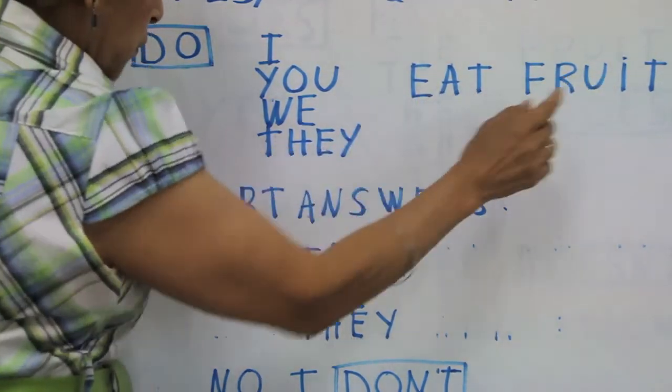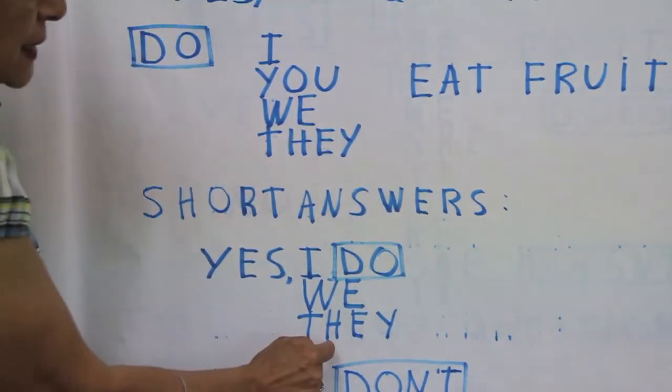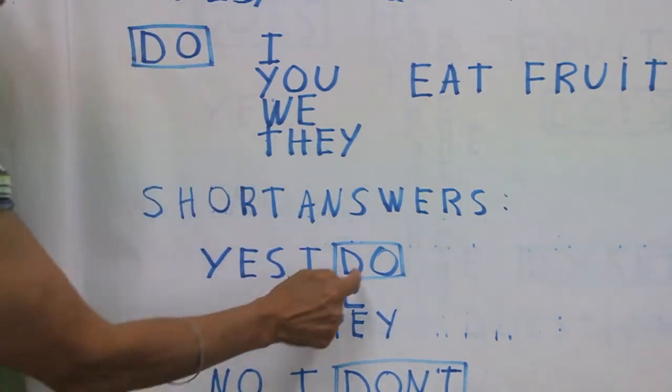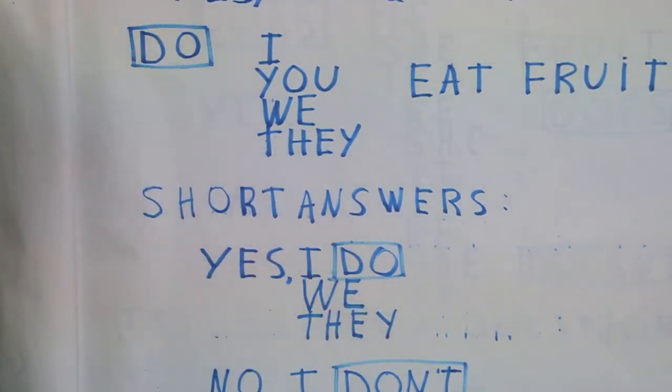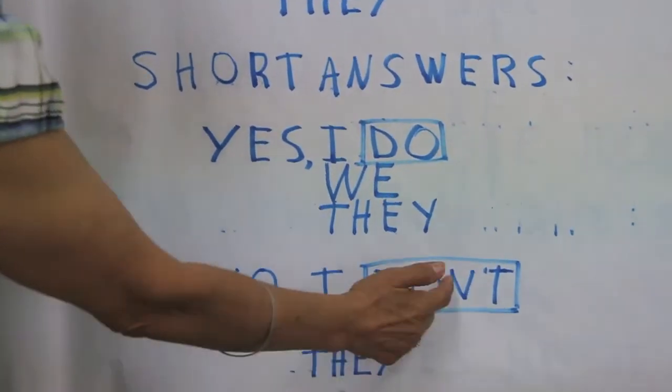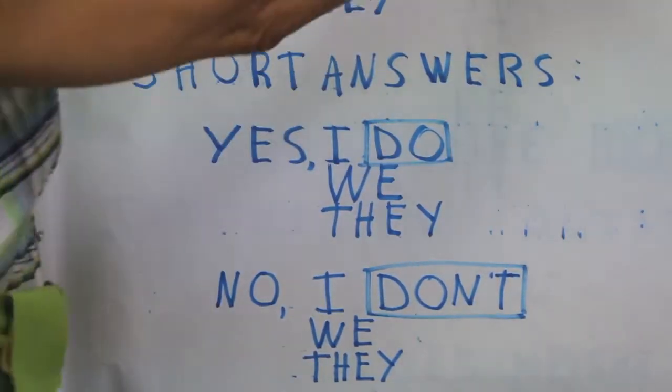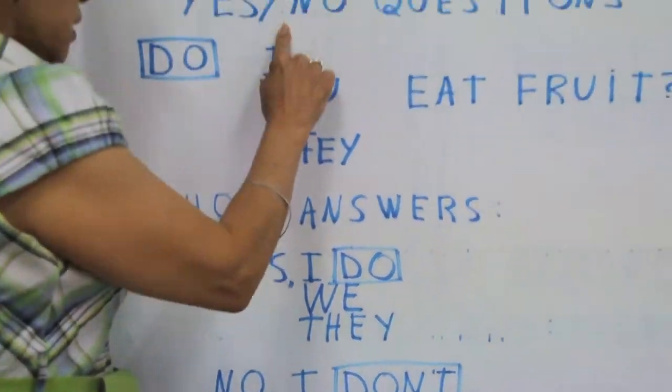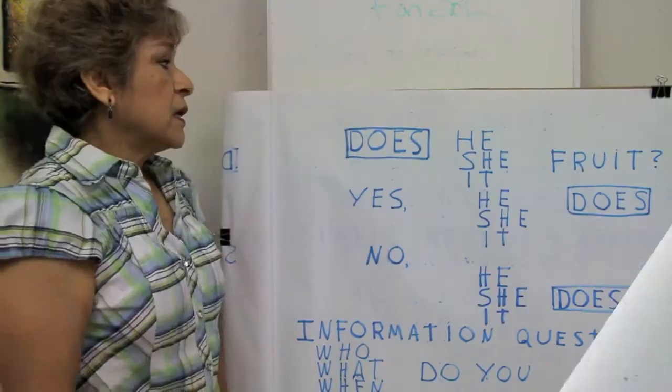Do they eat fruit? Yes, they do. Here is the same. Negative: No, I don't. No, we don't. No, they don't. Questions, if they are yes/no questions, you need short answers.